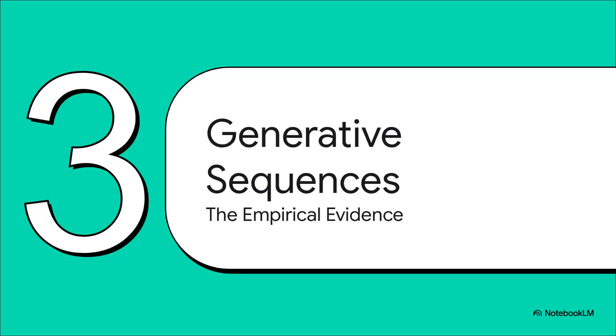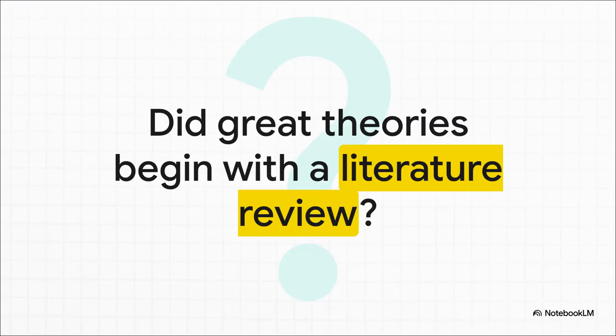All right, section 3. History's true generative sequences, the empirical evidence. Now, you might be wondering, if the literature-first approach is so fundamentally flawed, how did the most famous theories in history actually come about? Well, let's look at the data. To test this, the source analyzes a representative set of 40 highly influential theories across 4 major fields: psychology, sociology, leadership studies, and cognitive science.